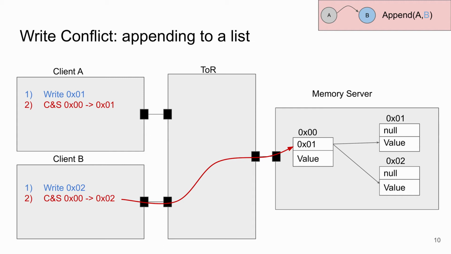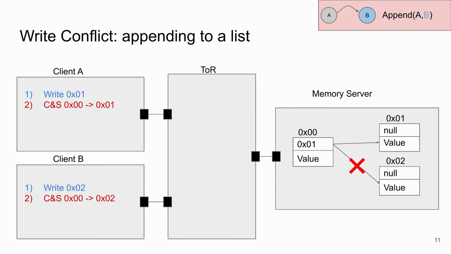Now B is going to write afterwards. Its assumptions are broken here because, again, it hasn't learned that this update has occurred. So it's going to run the same compare and swap. It's going to try to put its own value, 02, at the end. And it's going to fail because instead of finding null, instead of finding the tail of the list, it just finds the value that A wrote. So it's going to fail.